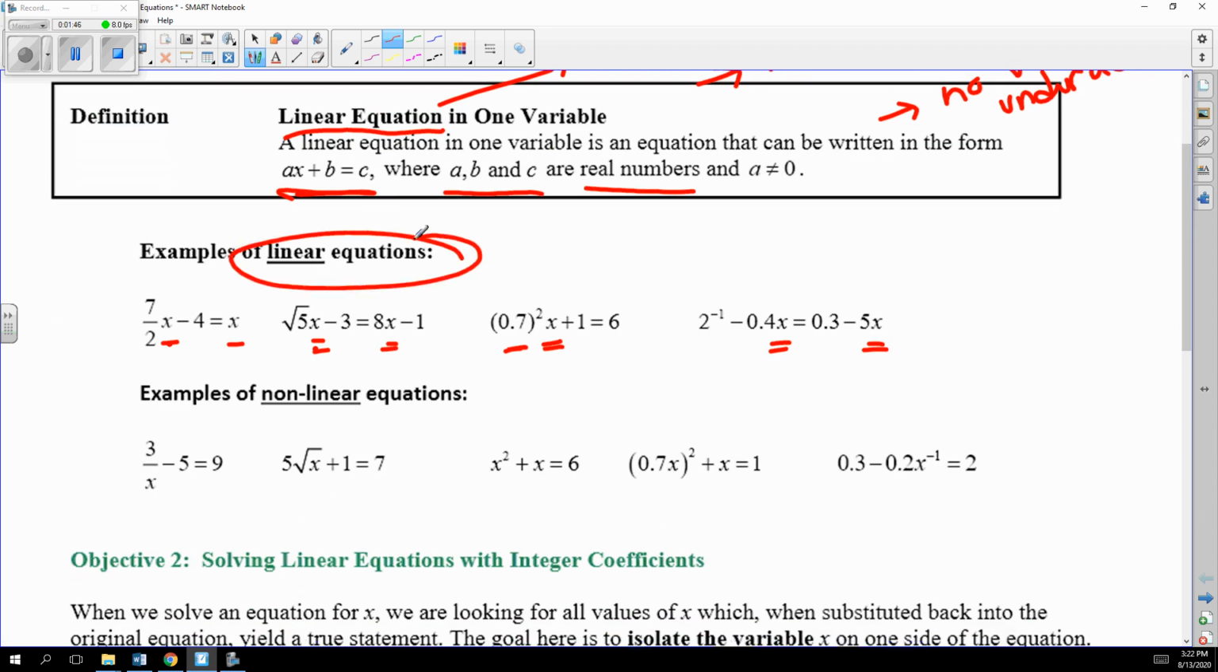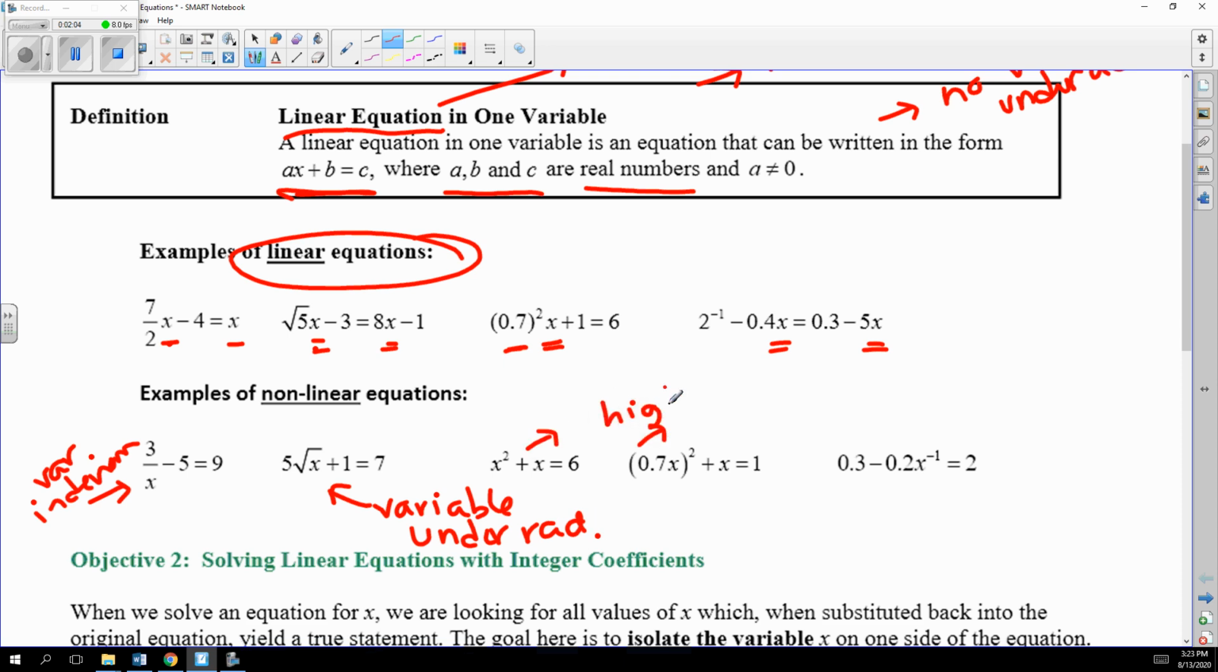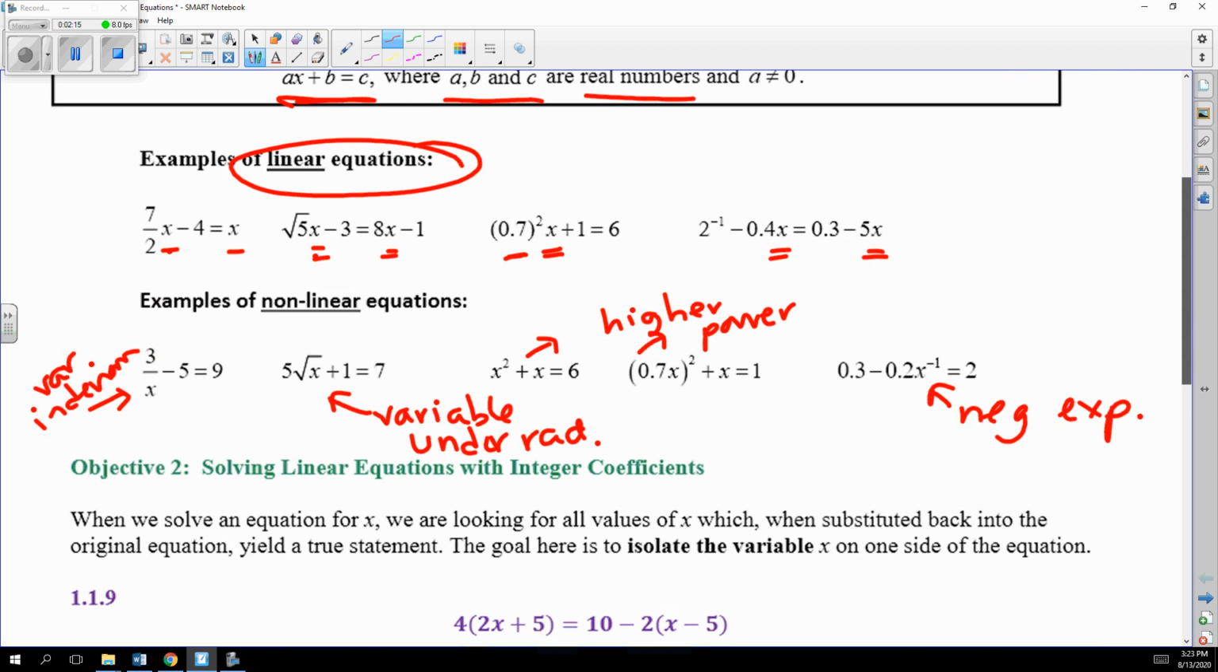So for nonlinear, notice this has a variable in the denominator of a fraction, and this has a variable under a radical, and this is a higher order. This is also a higher order, higher power. And this has a negative exponent. You can't have a negative exponent either. Those are nonlinear. So notice that those are nonlinear, okay?